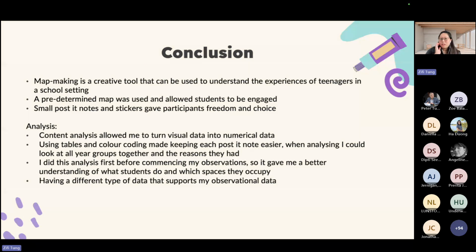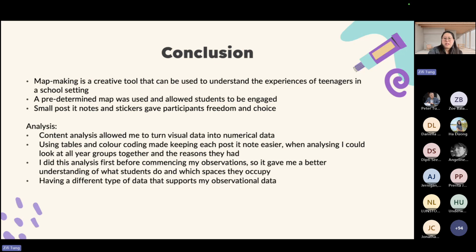So, the conclusion for this presentation: mapmaking is a creative tool that can be used to understand the experiences of teenagers in a school setting. It can also be used for any type of place or space with any kind of participants, but it does really work well with children and teenagers. And there have been studies who've done it with adults as well. Predetermined maps were used and allowed students to be engaged. The small post-it notes and stickers gave participants freedom and choice.